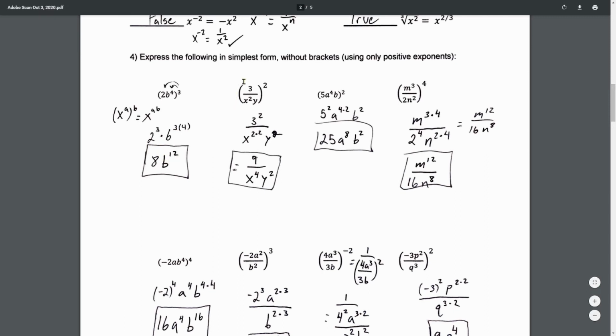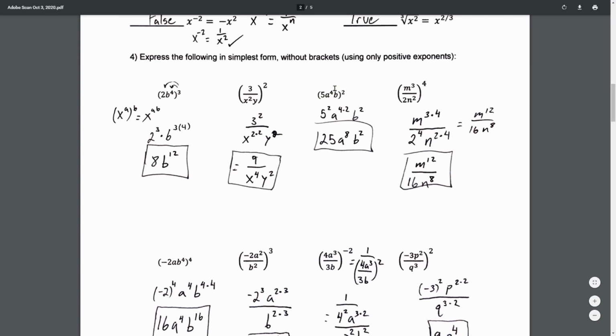For this expression, we have 3 over x squared y, parentheses, squared. So again, we're going to distribute this 2 to each of these terms. 3 squared over x, and then we're going to distribute this, so 2 times 2, and then y is going to get the squared. And simplified, this would be 9 over x to the fourth y squared.